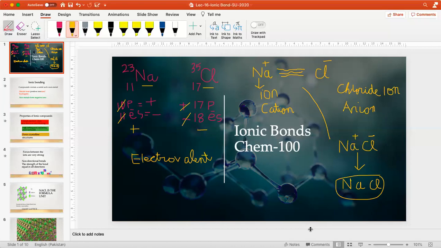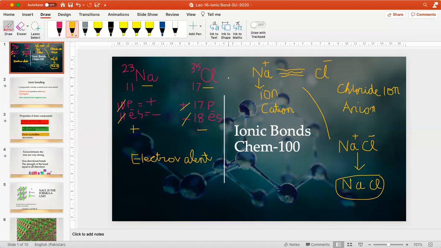Now you must have this question: the one electron that was lost here, where did it go? The chlorine accepted it. Is it clear? So one electron is transferred from one atom to another and it's permanent. Okay, the impact is permanent. So this is the basic theme of bonds. There are some examples.